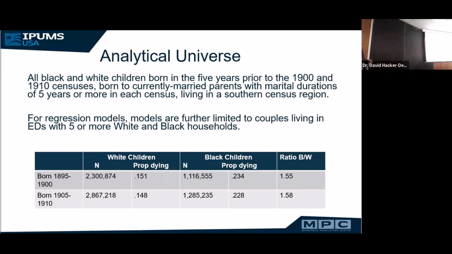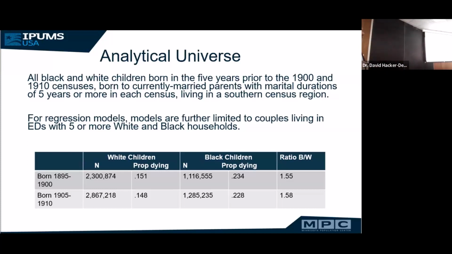We are only going to rely on currently married couples because we want the father's occupation. And we're only going to rely on children born in the 5 years prior to each of these 2 censuses. The parents have to have been married for 5 years or more. That's a variable in the census, duration of current marriage. And they have to be living in the South.